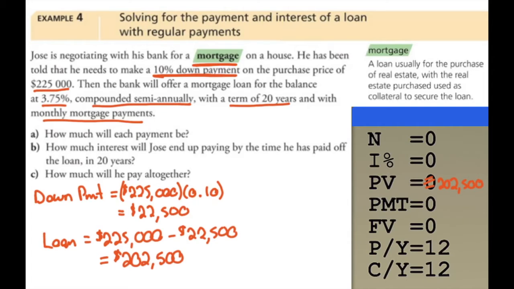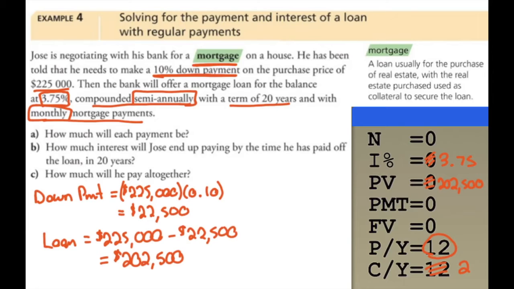We know they've offered him an interest rate of 3.75%. That is our interest here. Again, in the calculator, we do not need to change that to a decimal. We are compounded semi-annually. That would mean twice a year, so compounds per year down at the bottom would be 2. A term of 20 years, I'm going to skip that for a second. We know we have monthly mortgage payments, means our payments per year will be 12. So that is good as the default.